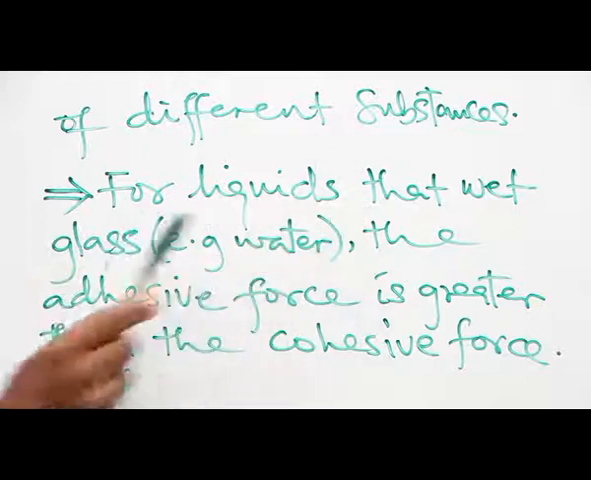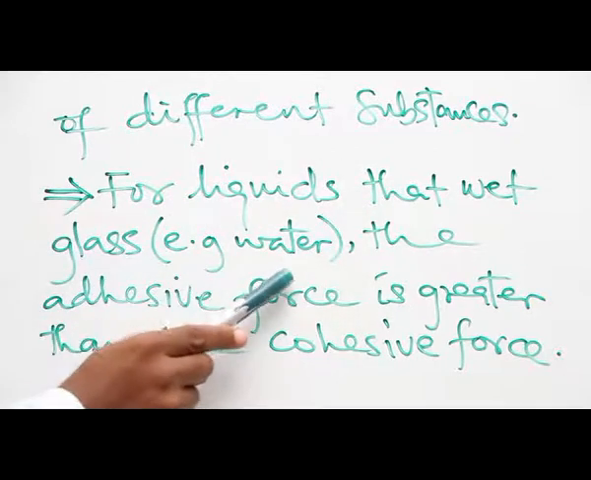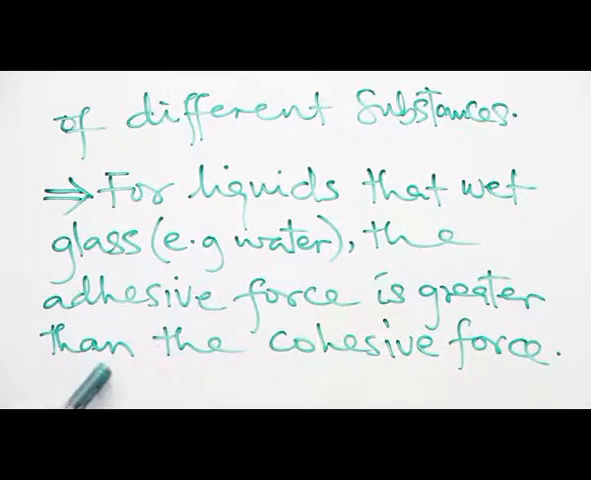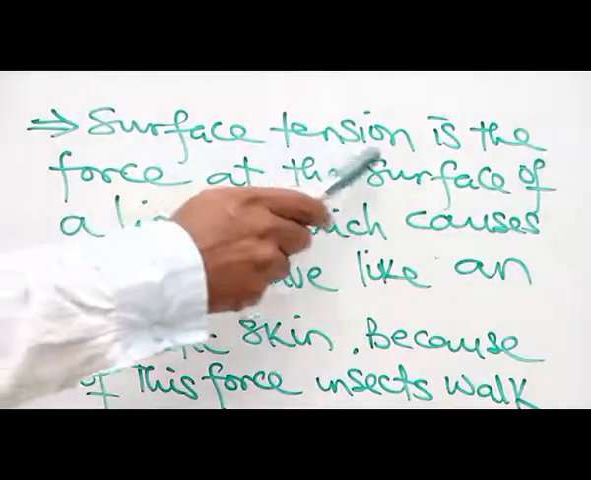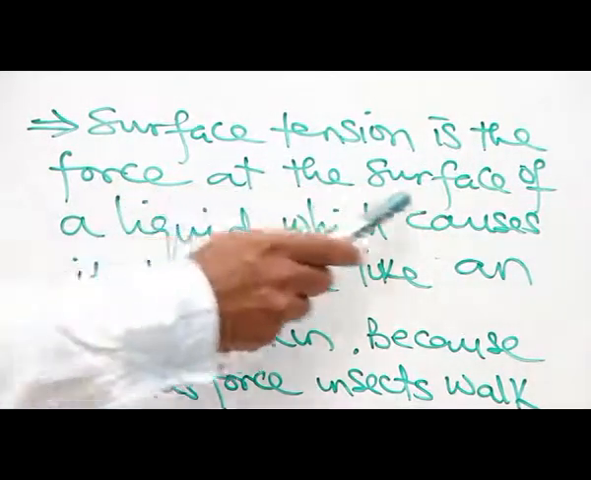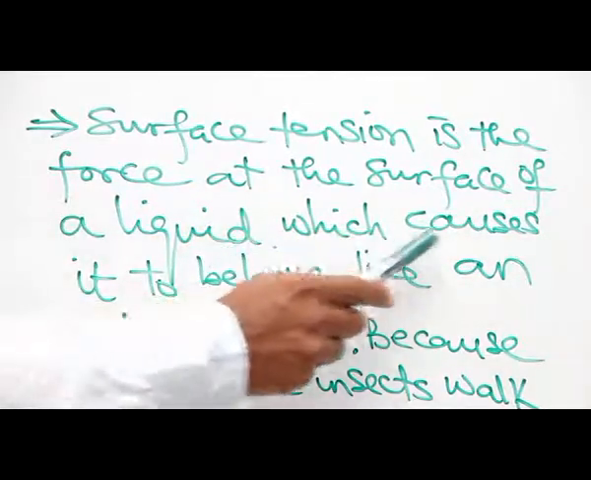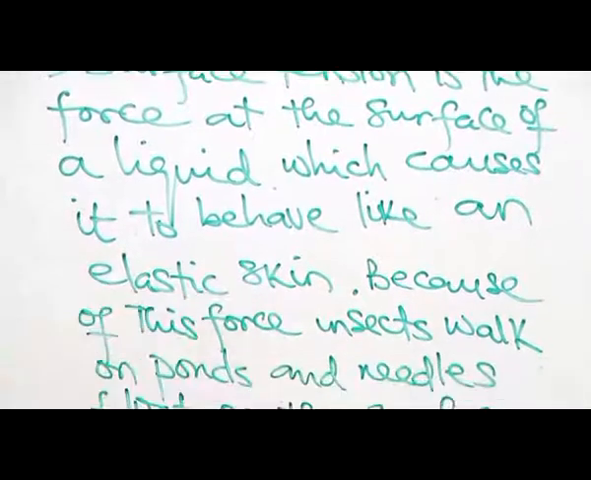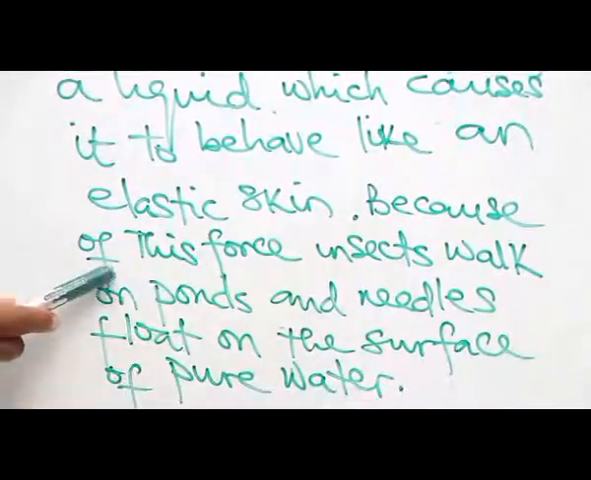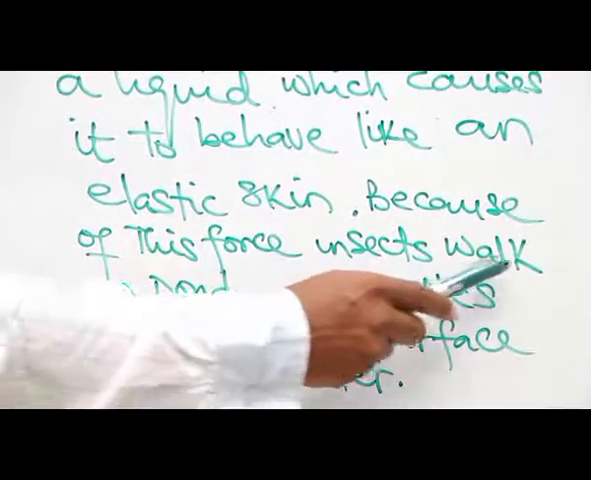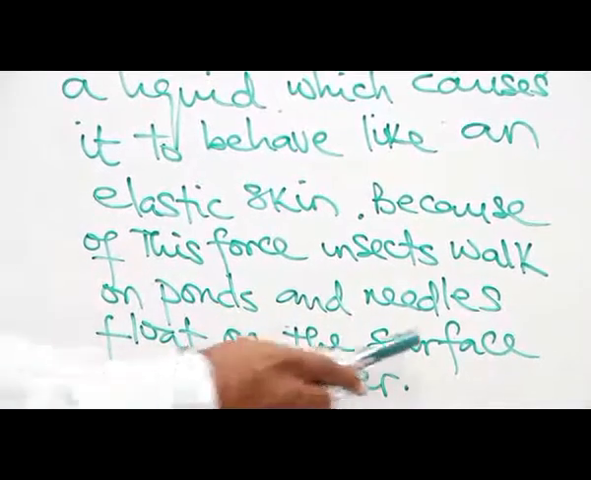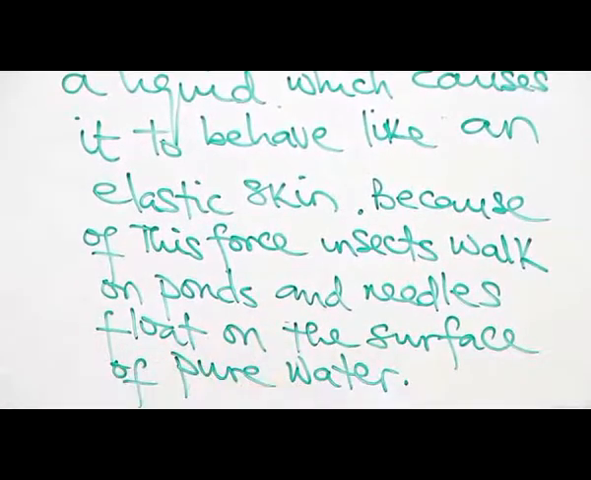For liquids that wet glass, such as water, the adhesive force is greater than the cohesive force. Surface tension is the force at the surface of a liquid which causes it to behave like an elastic skin. Because of this force, insects walk on ponds and needles float on the surface of pure water.